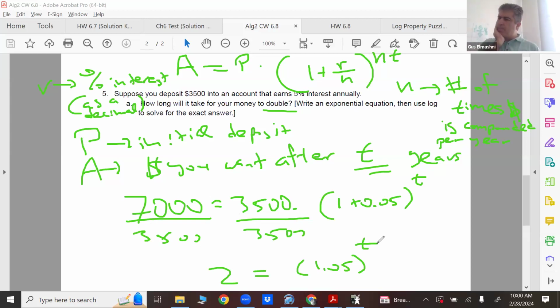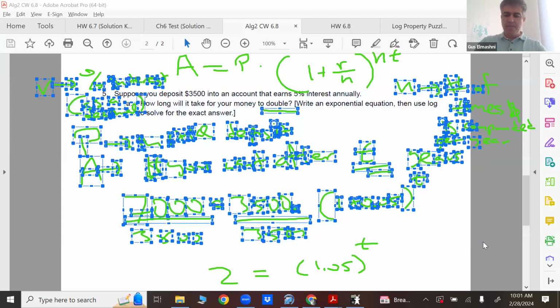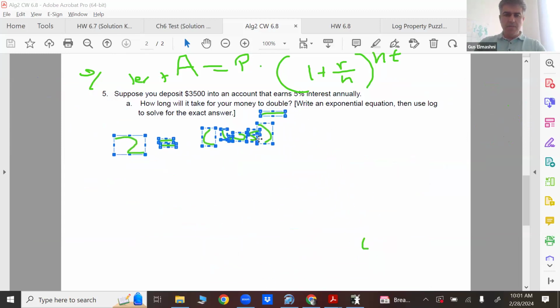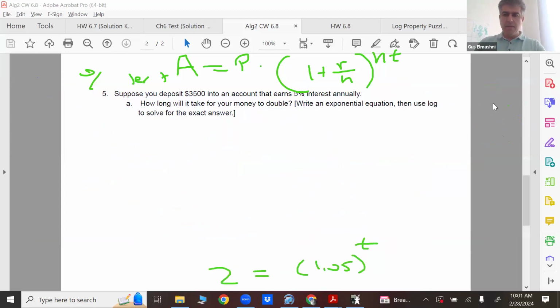How do I solve for T? What do I do? Put in a log. You rewrite as a log equation. So you can do it two ways. Let me erase the other stuff because I think now you get the idea. I need space anyway. Hold on, let me move this. Ah, man. Hold on.